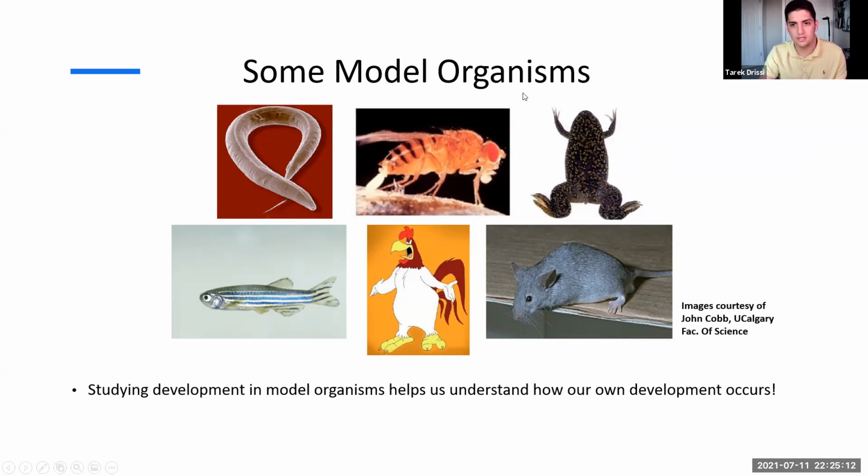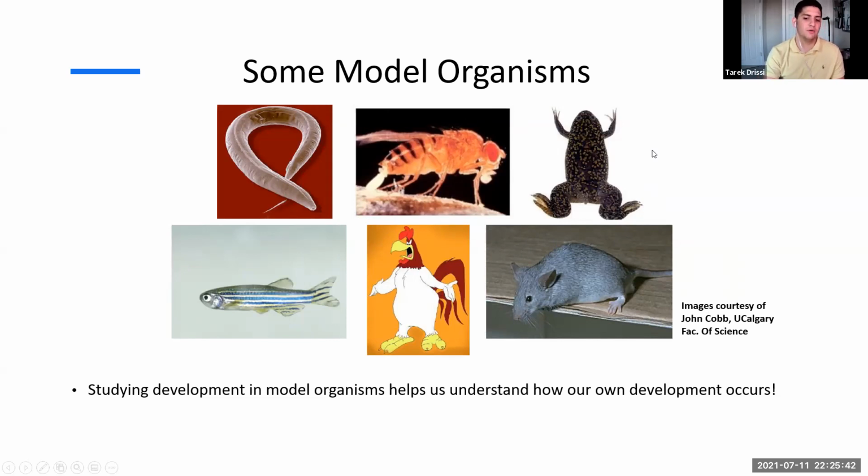This is a frog that has been used. Frogs, I'm pretty sure, were the first organism to be cloned, this species specifically, and it's called Xenopus laevis. This is the model organism that I study. It's called a zebrafish, or Danio rerio. Here's the chicken. I like his cartoon diagram. And then mice is the last one.